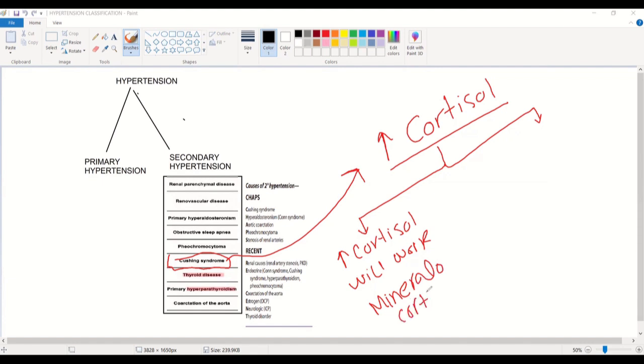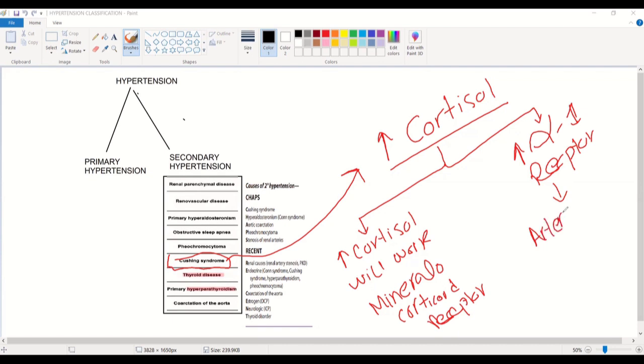Another mechanism of how cortisol increases blood pressure: it increases alpha 1 receptor on arterioles, right? So in this way, Cushing syndrome leads to hypertension. They love to ask the mechanism, right?